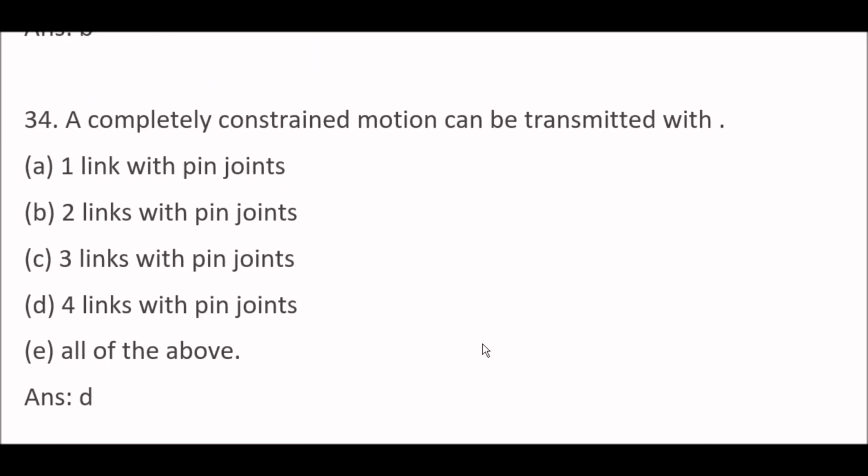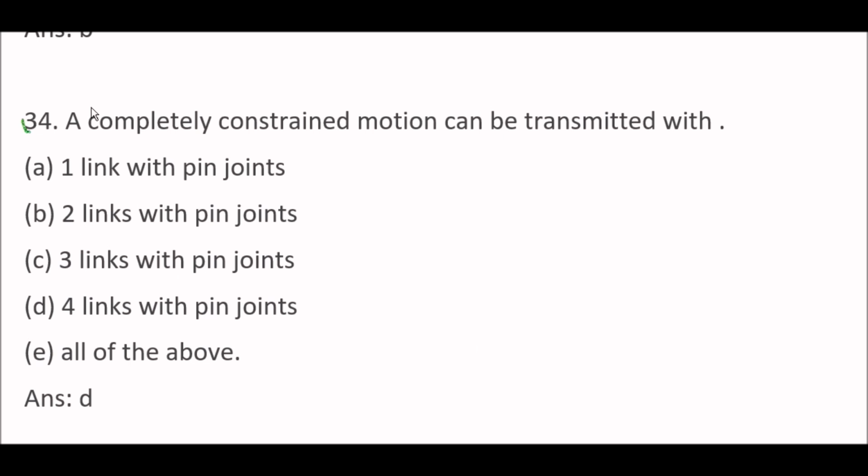Next question. A completely constrained motion can be transmitted with: option A, one link with pin joints; option B, two links with pin joints; option C, three links with pin joints; option D, four links with pin joints; and option E, all of the above. Right answer is option D, four links with pin joints. A completely constrained motion can be transmitted with four links with pin joints. Okay.